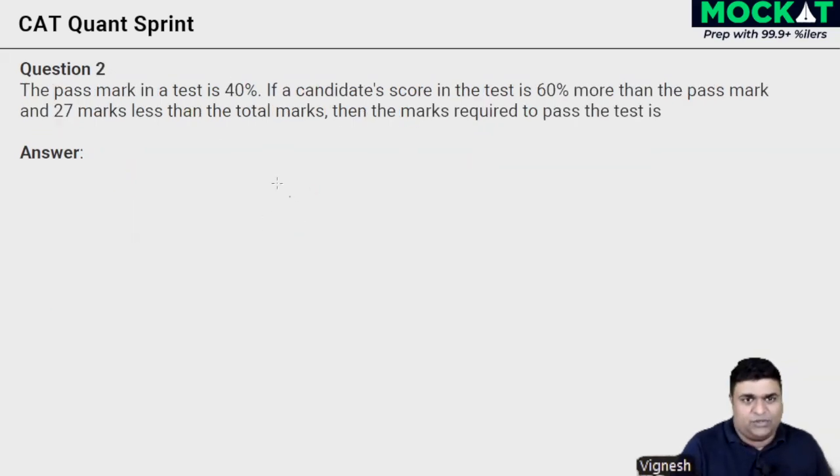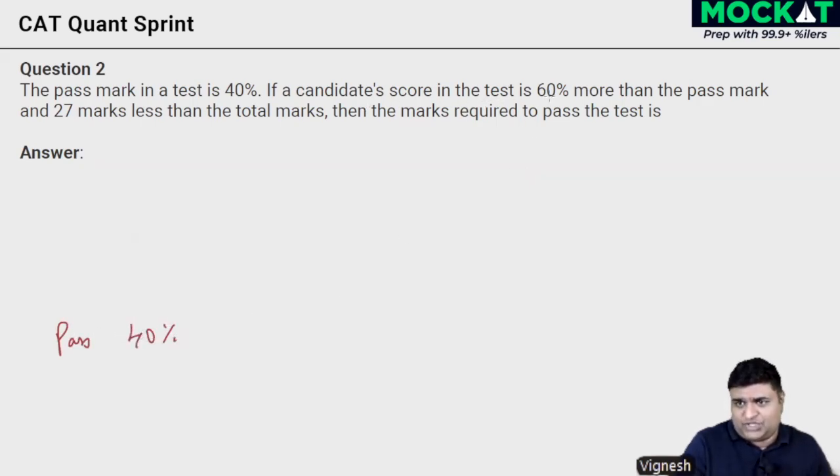On to the second question over here. The pass mark in a test is 40%. If a candidate's score in the test is 60% more than the pass mark, okay, and 27 marks less than the total marks, then the mark required to pass the test is what, right? These are the questions we have to pick in the exam. But how do we do it? Pass over here, we can just write it as 40%.